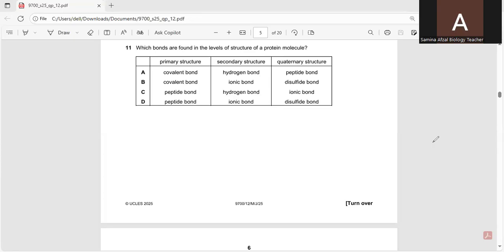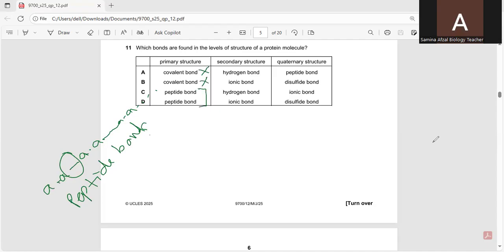First of all, I would like to discuss the primary structure. The primary structure is a linear sequence of amino acids held together by peptide bonds. So amino acids are joined together with the help of peptide bonds. So C or D can be the correct option, A and B are not correct.